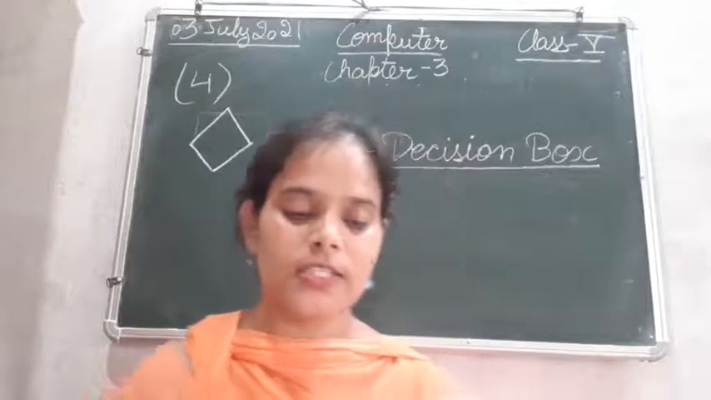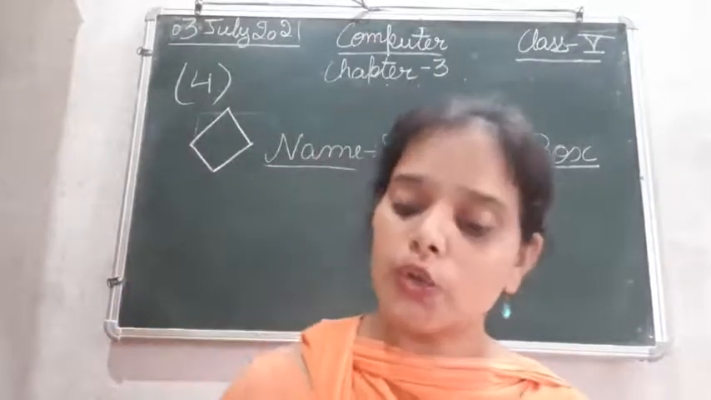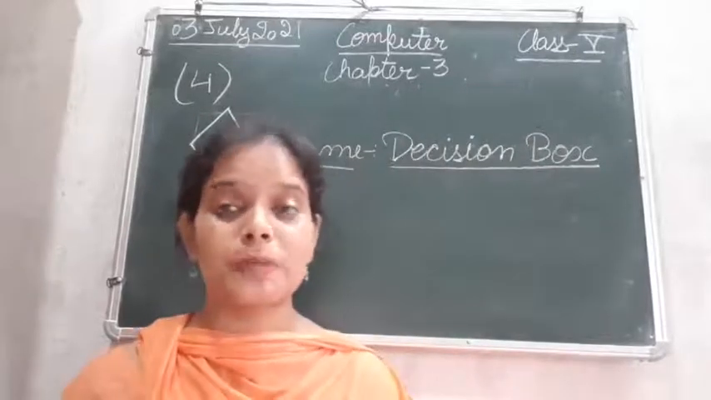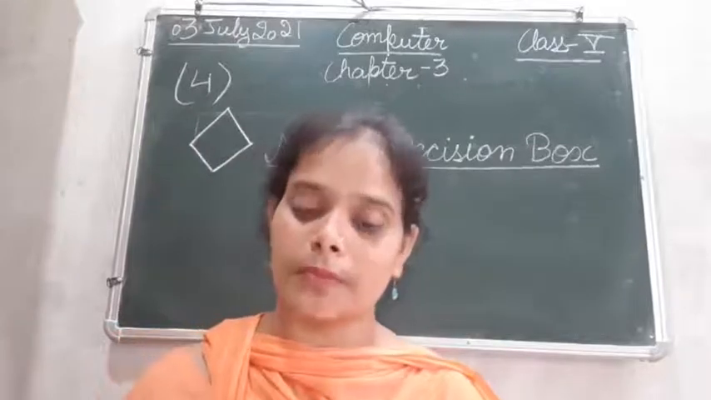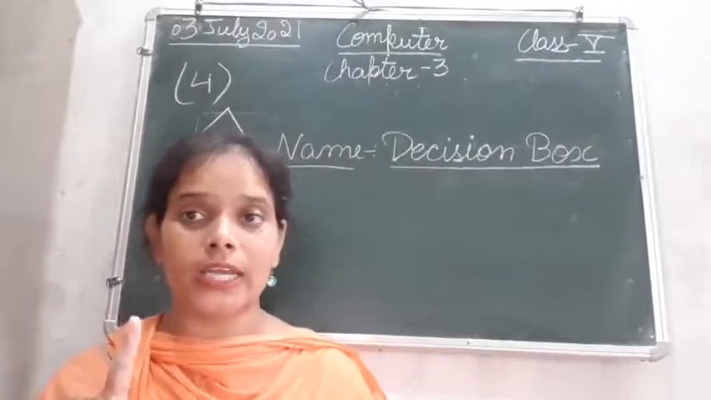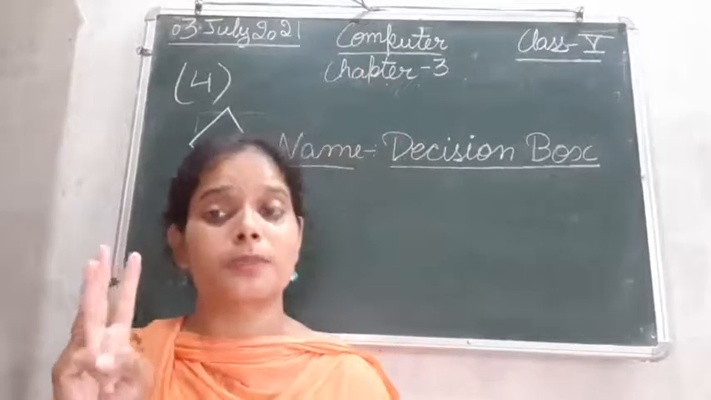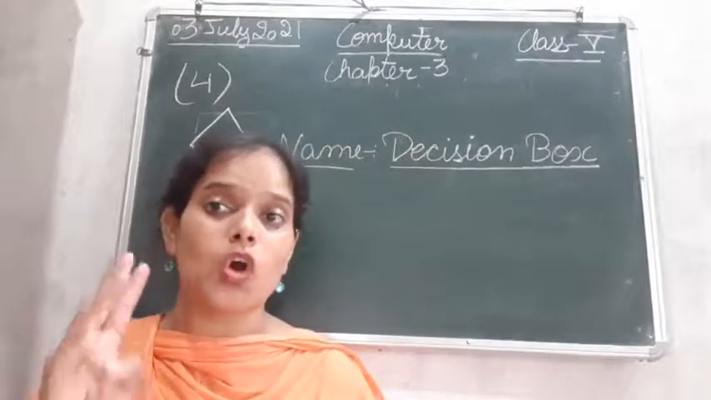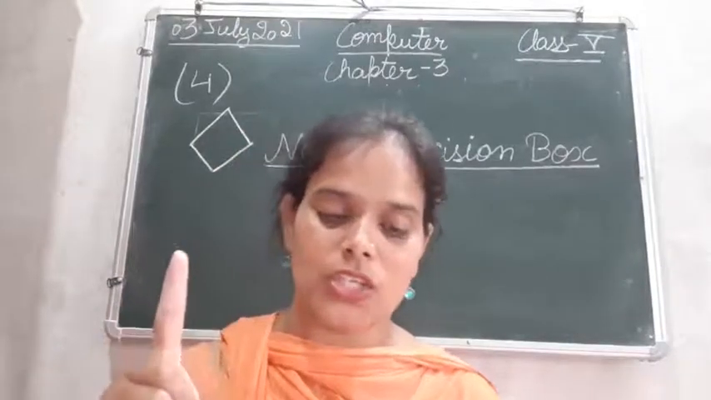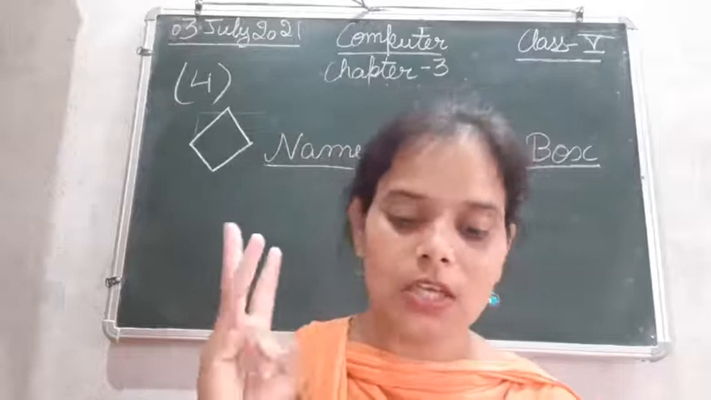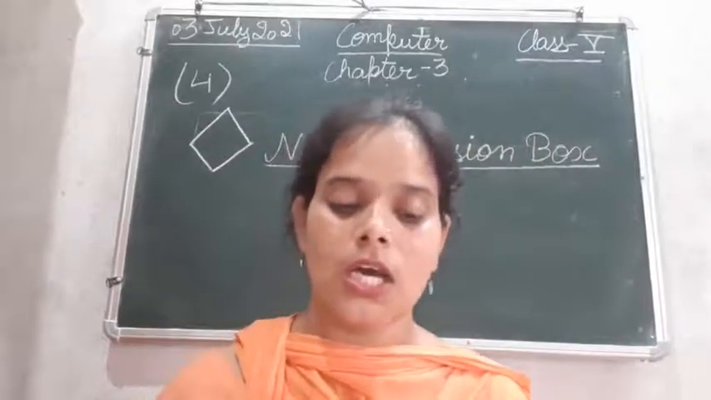So what is the decision box? This rhombus shaped box, which is known as decision box, is used to check the conditions, display comparisons and take the decisions of the problem. तो ये हमें कंडीशंस चेक करने के लिए, कंपैरिजन करने के लिए, और प्रॉब्लम को सॉल्व करने का डिसीजन लेने के लिए यूज करते हैं. So it is used to check the conditions, display comparisons and take the decisions of the problem. For this we use these decision box.